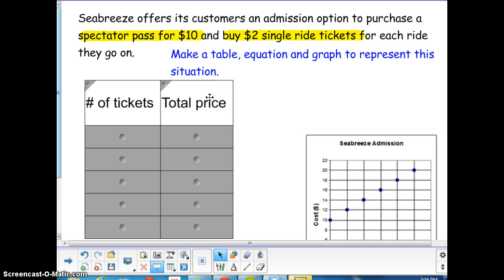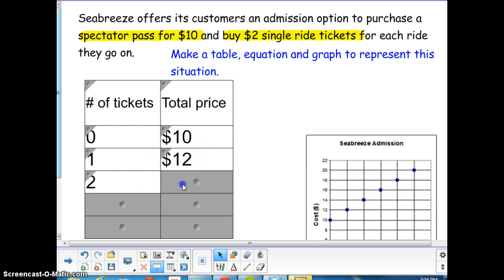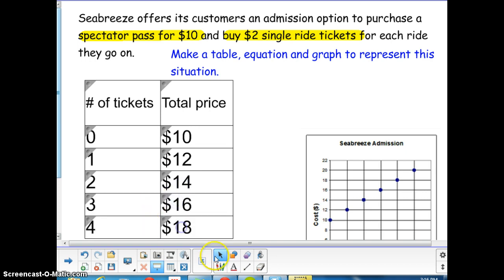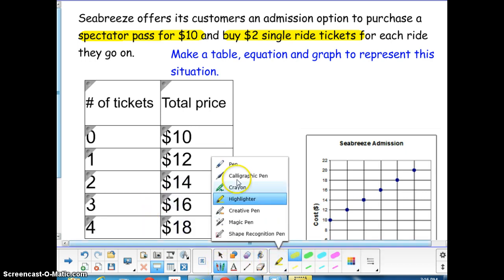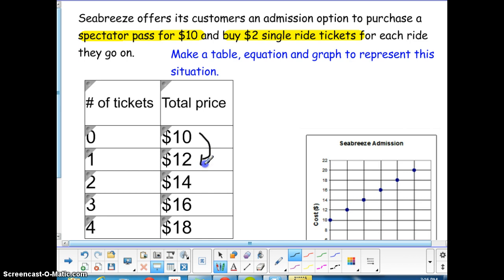If they don't ride on any rides but just enter the park, they're going to get 0 tickets, and they're still going to pay that $10 admission price. If they buy 1 ticket, they're going to pay an additional $2, so 10 plus 2 gives us 12. 2 tickets would be 14, and so on. You can see that our rate of change is going to be $2 for every 1 ticket. All right, so now we've made a table. Now let's go to the equation.